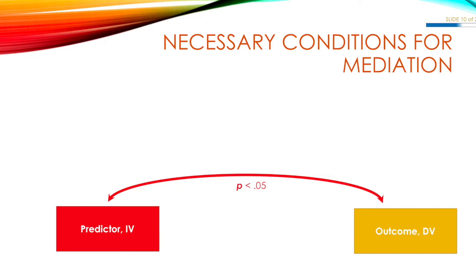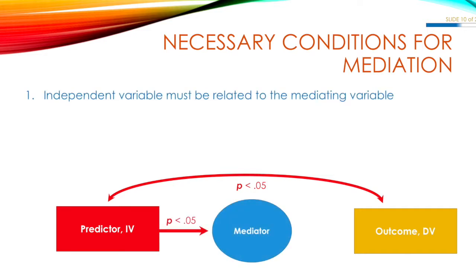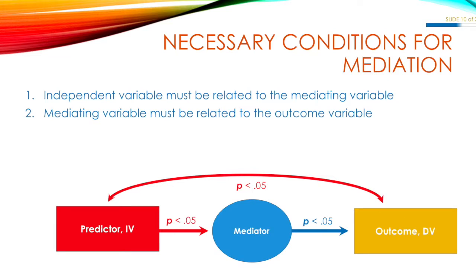First, an independent variable must be related to the mediating variable and account for significant amounts of variance in the mediating variable. Second, the mediating variable must likewise do the same for an outcome variable. It must be related to the outcome variable and account for significant amounts of variance.